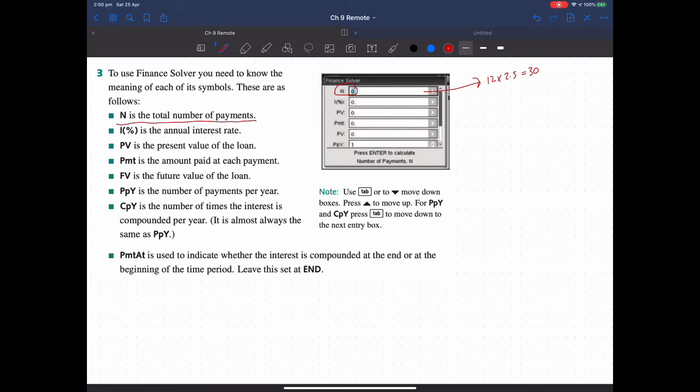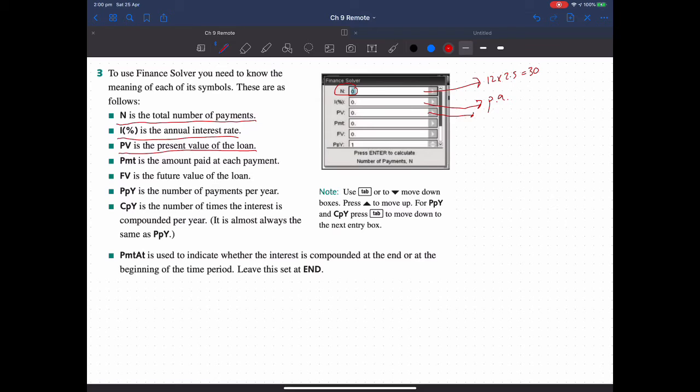Now, the next thing you have to be aware of is the interest rate. This is the per annum rate. If this is being adjusted monthly or quarterly or daily, whatever, the calculator will do that adjustment itself. So you put in the per annum rate. The next thing you have in there is the present value.